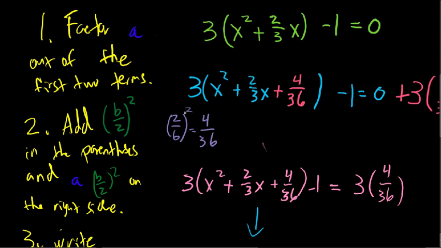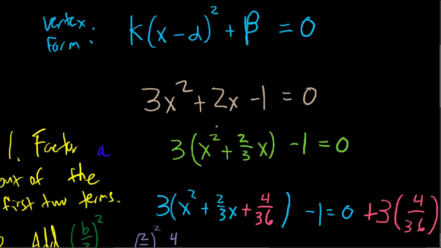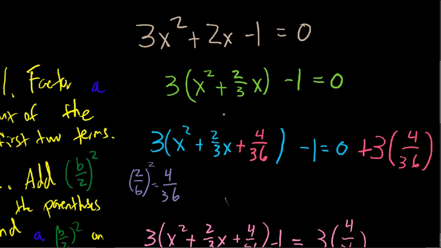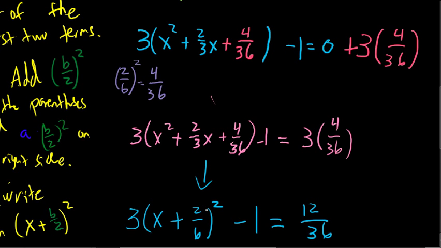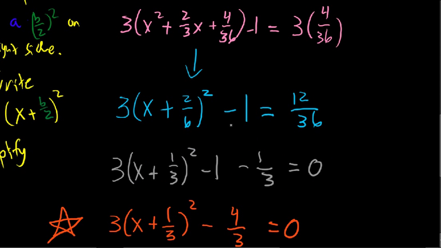My suggestion is to just do them to the point where you internalize the steps. If you do this enough times, you can look at this and just say, okay, I'm going to factor out the 3, get the 2/3. b over 2 squared is going to be 2/3, or 2/6 squared. That's 4/36, and then you just make it into a squared, and then it's solving from there. So that's completing the square.